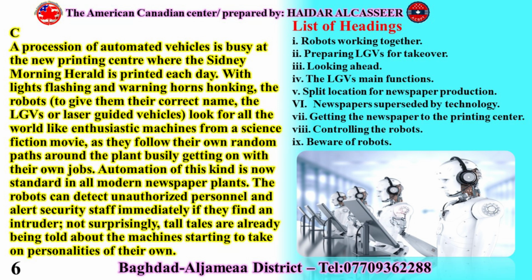The robots, to give them their correct name, the LGVs or laser-guided vehicles. Here we have a sentence between two brackets. As we know in English, a sentence between two brackets identifies the noun which precedes. So the LGVs here is put between two brackets just to mislead you, because we don't need them. The LGVs are just identifying what a robot is.